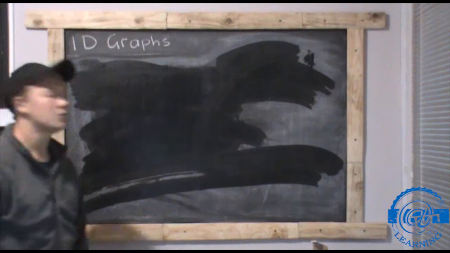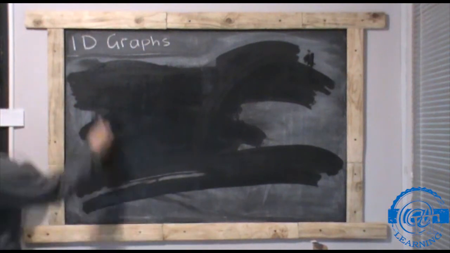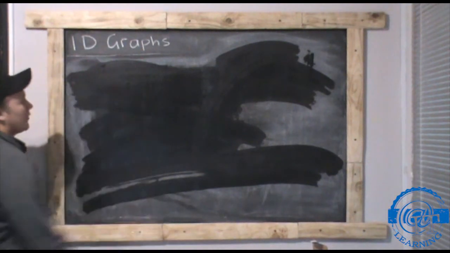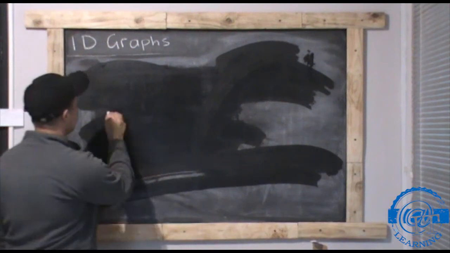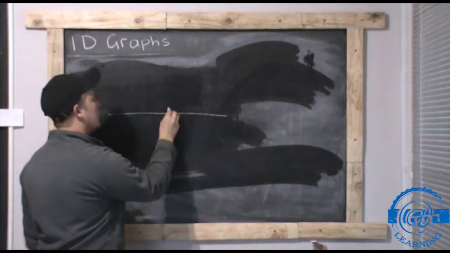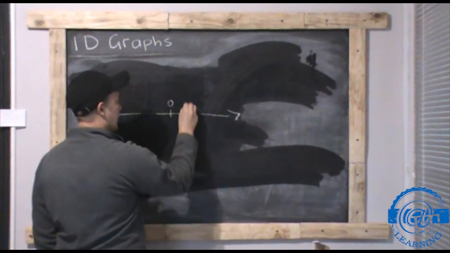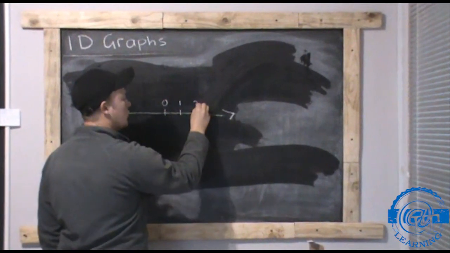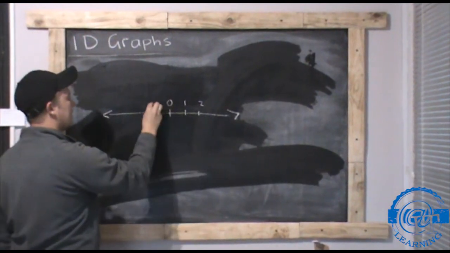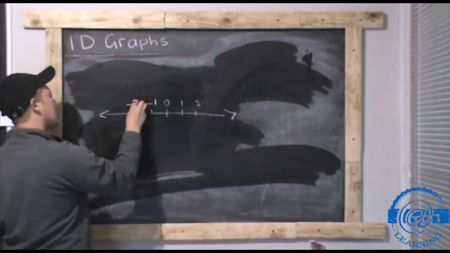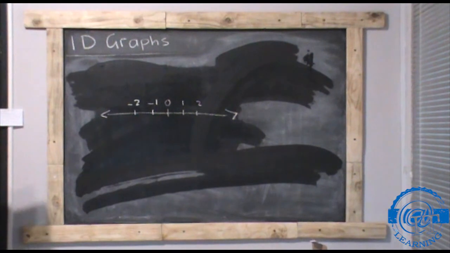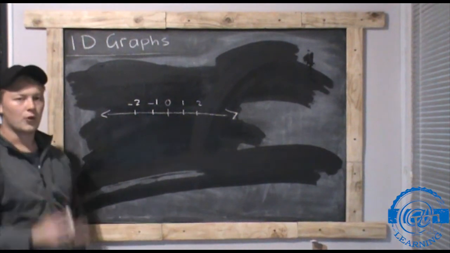Hi guys, welcome to one-dimensional graphs. Let's consider a straight line with a zero in the middle, arrows on each side, and numbering that goes 1, 2, positively to your right, and negatively to your left. This is a one-dimensional graph.